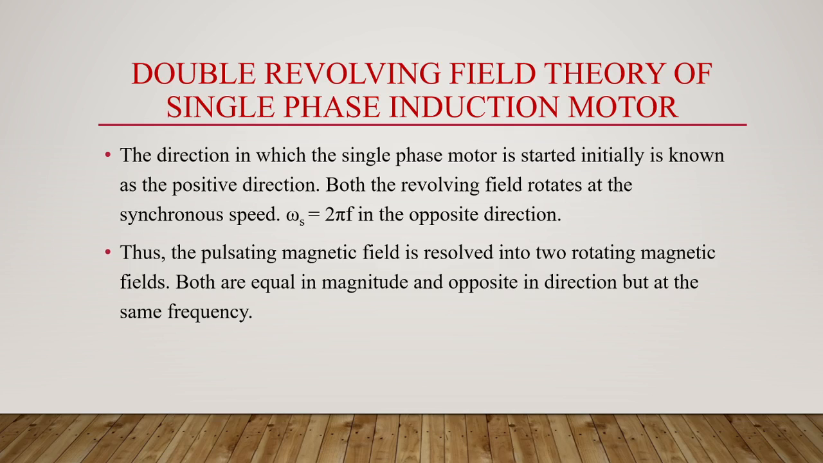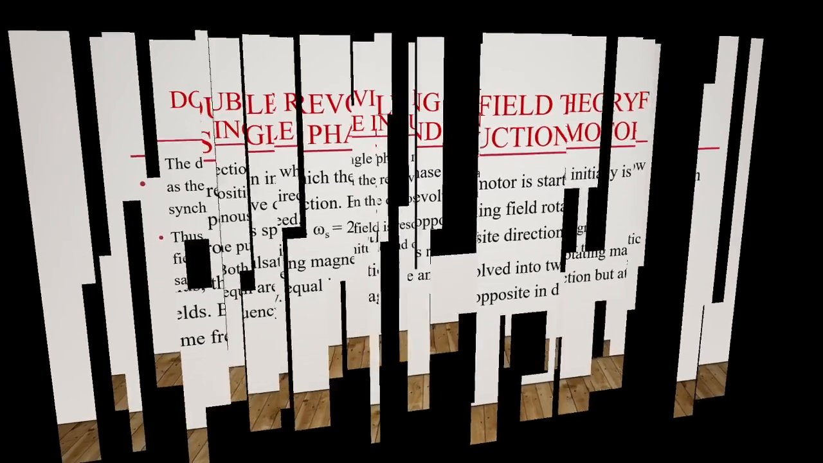opposite direction. So the pulsating magnetic field will be resolved into two rotating magnetic fields. Both will be equal in magnitude and opposite in direction but at the same frequency.